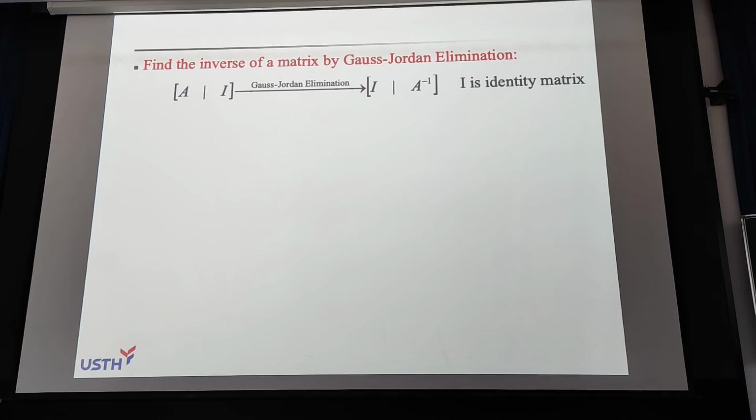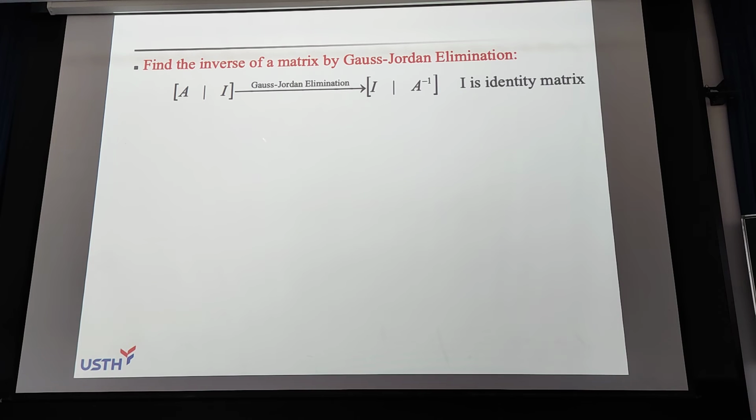So now I turn into English. Now we can use Gauss-Jordan elimination to find the inverse of the matrix. Suppose that we are given a square matrix A. We need to find A inverse, A to the power minus 1. How to do it? The first step: on the right hand side of A, we write the identity matrix of the same size, like that.